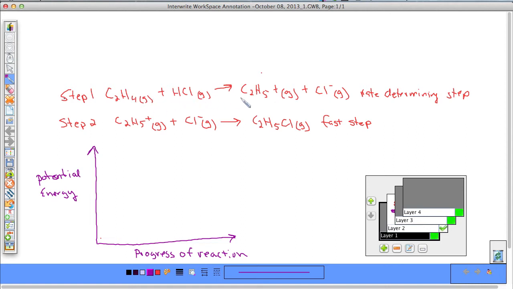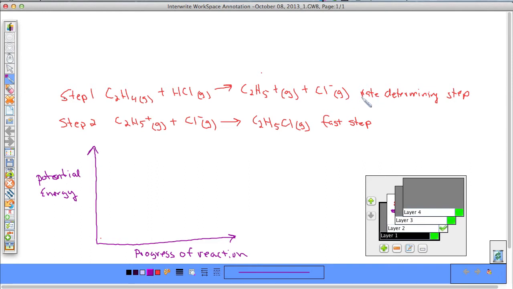You see this combining with this gives you this intermediate right here, and then the chloride. So there's the intermediate right there, and then to get us to our final product right here. So this is the rate determining step. A rate determining step is the one that essentially takes the most energy. It's the one that is basically going to be the bump to get over. And once you're past that, then everything can flow.